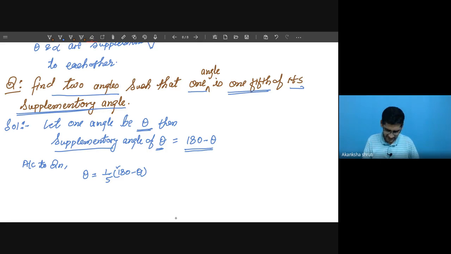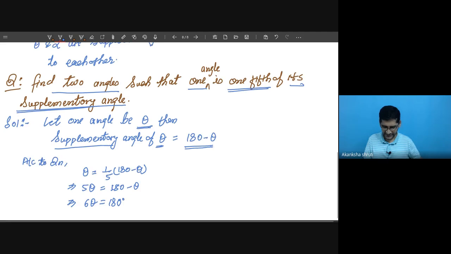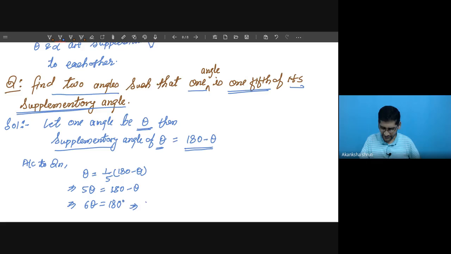For solving this, bring this 5 to the left hand side, it becomes 5 theta is equal to 180 minus theta. So bring all the theta on one side. This is negative on the right hand side, it will turn into 6 theta is equal to 180. Hope students, you people are getting this. This means theta value is calculated by 180 by 6. It is 30 degrees.